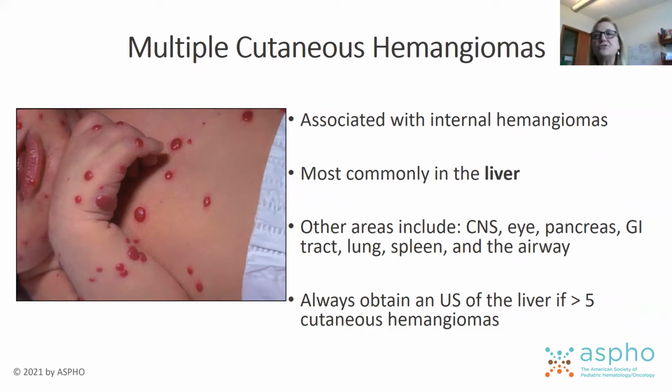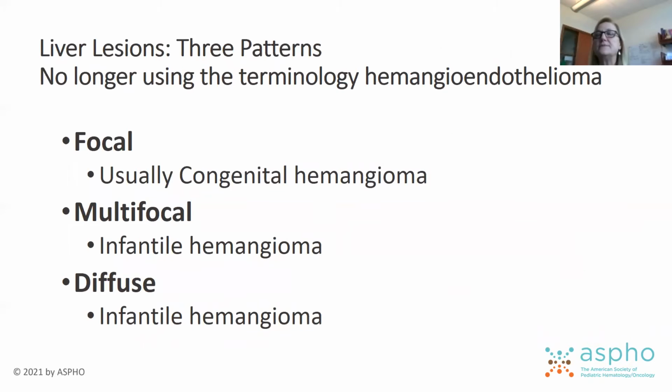So if there is a question on a patient that has multiple lesions and it asks you, what is the testing that you should do for this? You need to do an ultrasound of the liver in a patient that has greater than 5 cutaneous lesions.